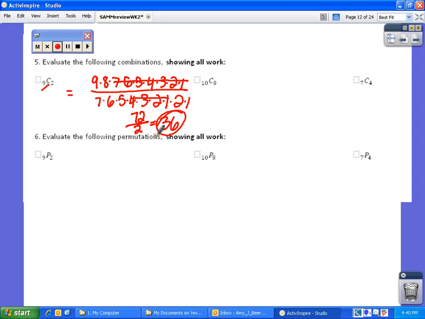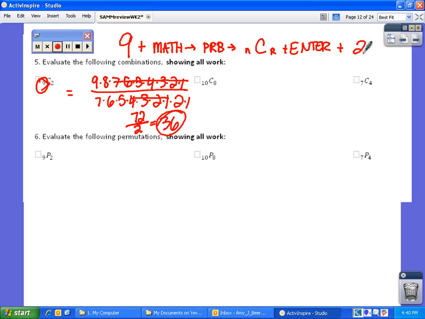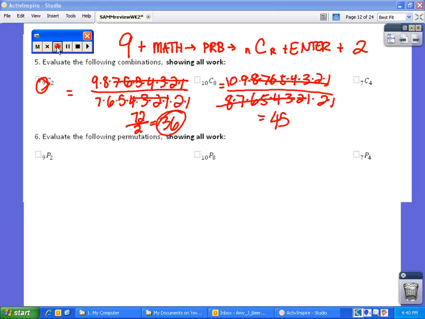The calculator steps are math, scroll over to prob, choose the NCR. Before you hit math, you have to hit the first number, in this case a 9. And then after you hit NCR and enter, you select the second number, which is 2. Either way is fine on a test. I got 45 for the next one, and then 35 for the last one.